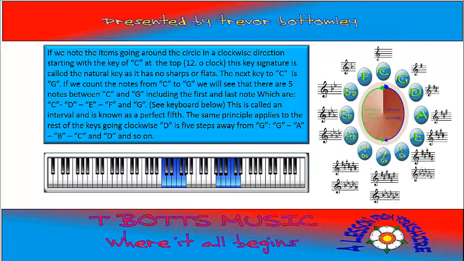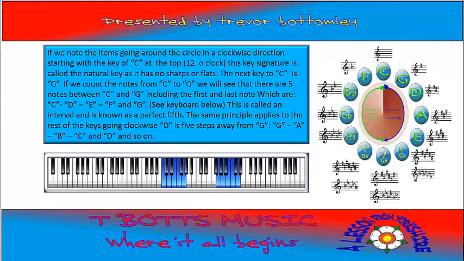If we note the items going around the circle in the clockwise direction, starting with the key of C at the top, this key signature is called the natural key as it has no sharps or flats. The next key to C is G. If we count the notes from C to G, we will see that there are 5 notes between C and G, including the first and last notes, which are C, D, E, F and G.